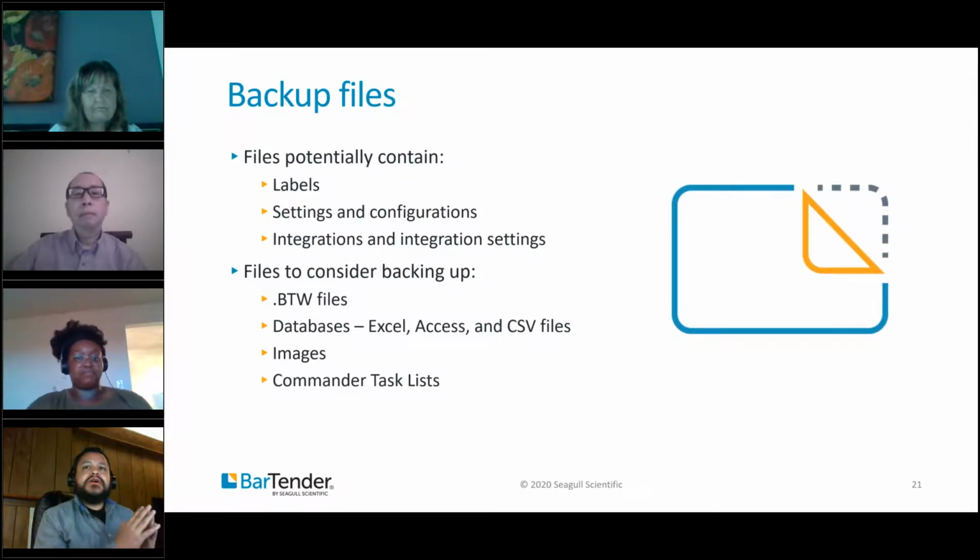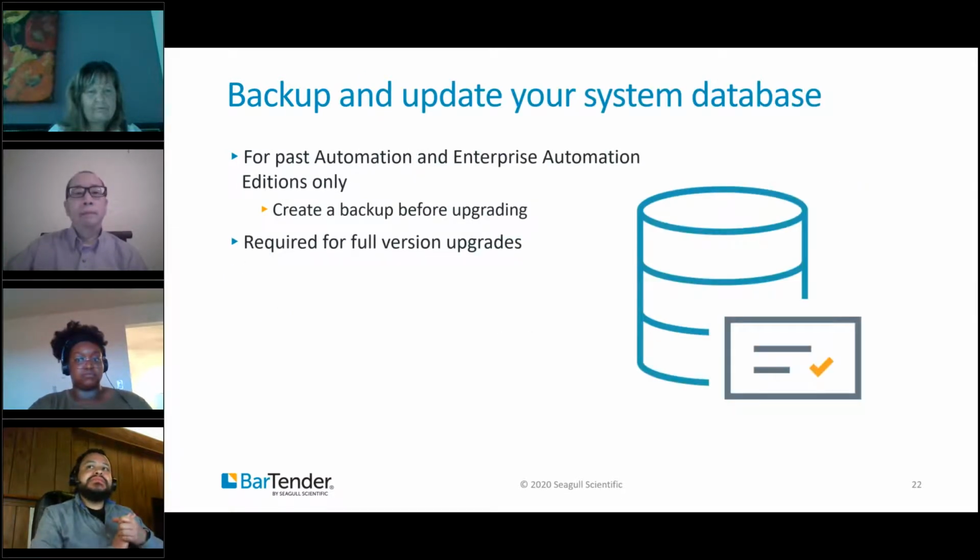And then once we have all those files, and don't forget the images if you have that dependency, we're going to go over and look at our BarTender system database. Now, this actually only applies to BarTender 10.1 and prior, before Automation and Enterprise Automation were added. So you're going to have to update your BarTender system database version, because you're running some old version, some old build and schema of that database.